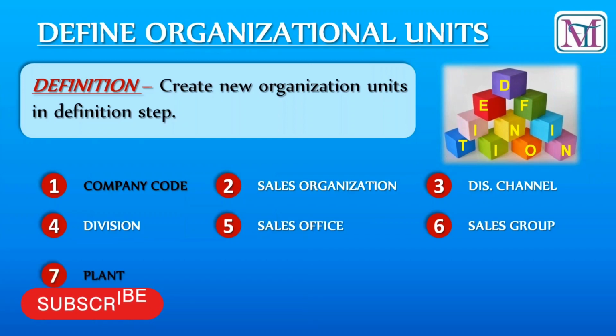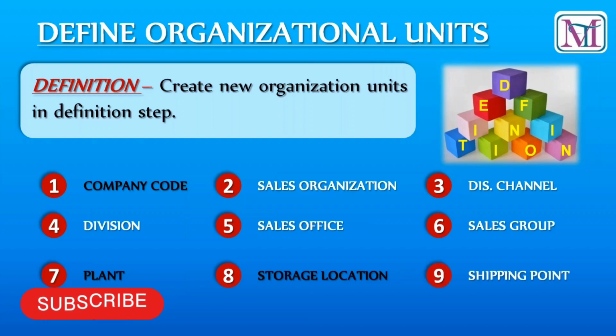Plant: the MM consultant is responsible for defining the plant. Then storage location, again the MM consultant is responsible. Last but not least, shipping point: the sales and distribution consultant is responsible for defining the shipping point. So overall, initially we have to create 9 organizational units.